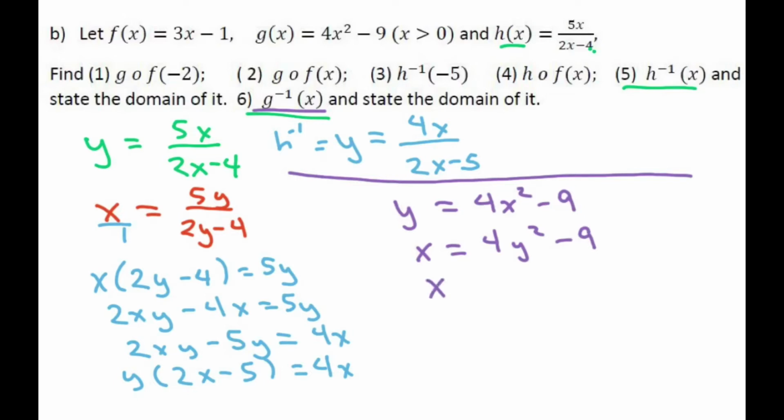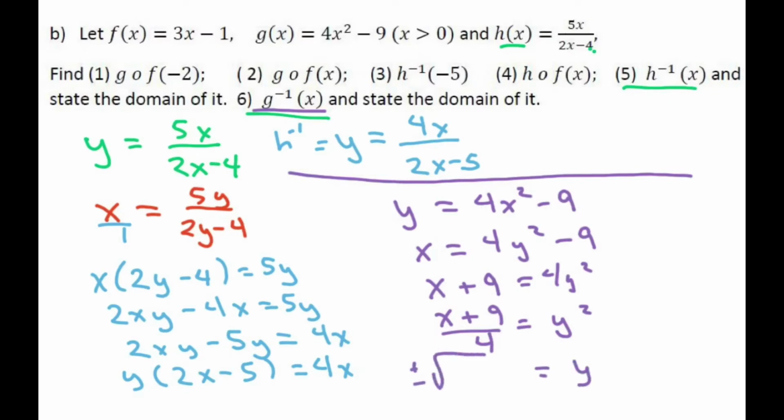So I'm going to add the 9. Now divide by 4. And square root both sides. So when you square root, you get y equals plus or minus the square root of (x plus 9) over 4.